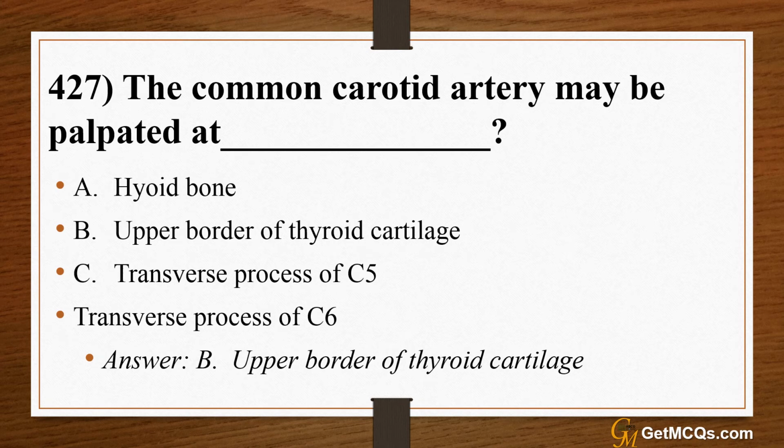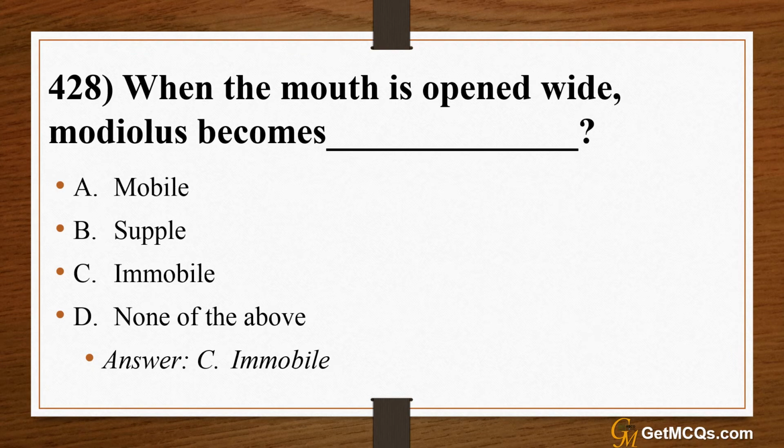427. The common carotid artery may be palpated at? Answer: B. Upper border of thyroid cartilage. 428. When the mouth is opened wide, modiolus becomes? Answer: C. Immobile.